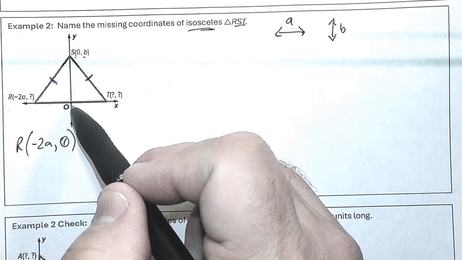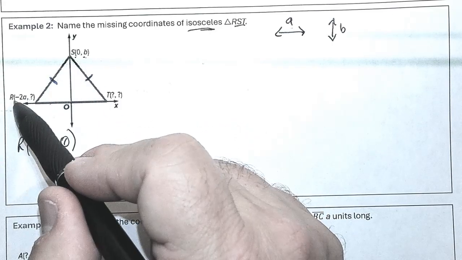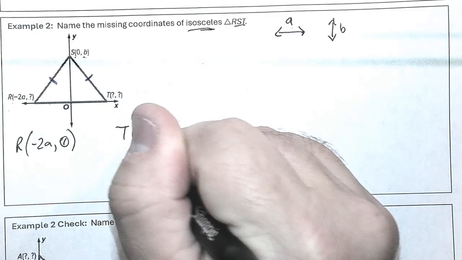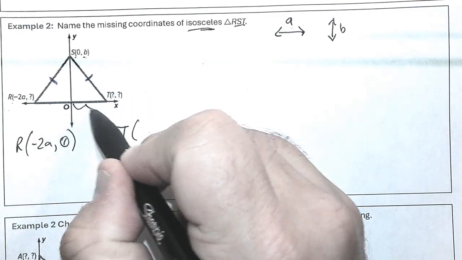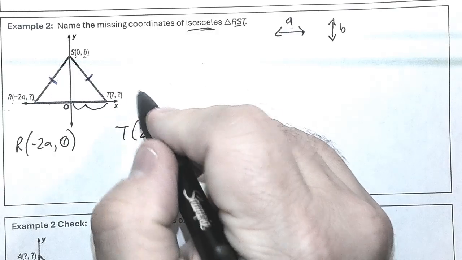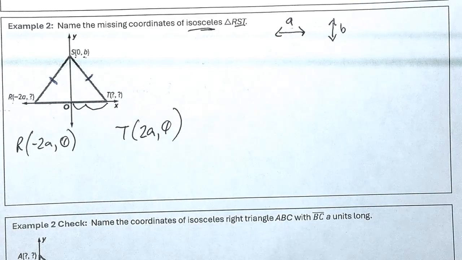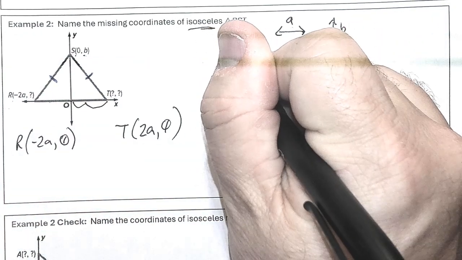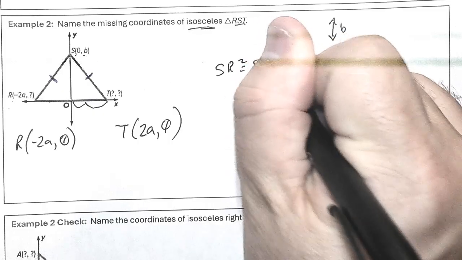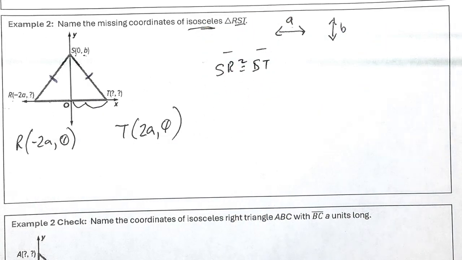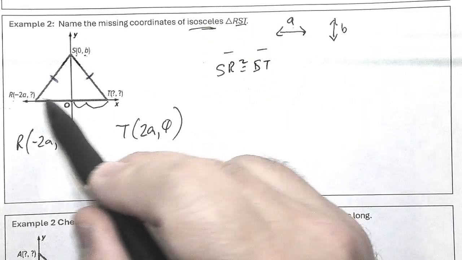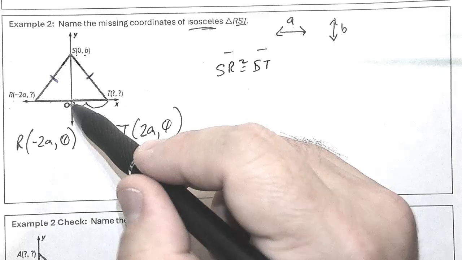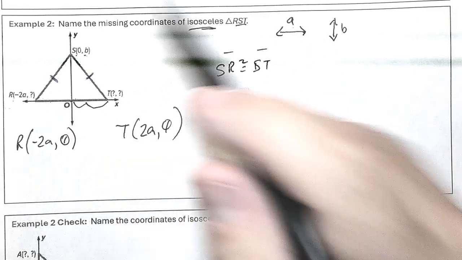And then over here, T, so see, these are the same distance. So this side was 2A. This is going to be 2A, but it's positive. So 1A, 2A. It didn't go up and down, so the Y coordinate is 0. I just want to point out, SR is congruent to ST because this is an isosceles triangle. So we see that this one was 2 away, and this one would be 2 away. They use the origin as the center, so we know.